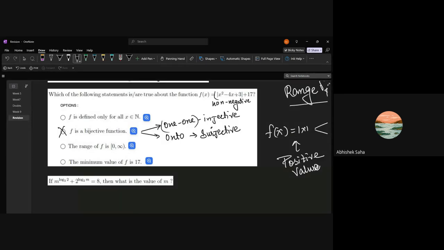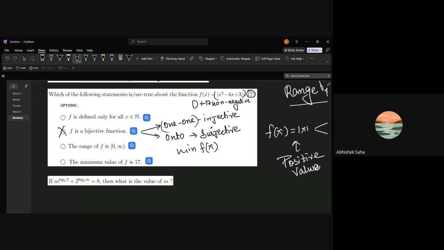This overall part is always non-negative. That means the minimum value of this will be 0. And then if you are adding something explicitly, that will be the minimum value of that function. So if you are adding a positive constant to 0, then what will be the value?